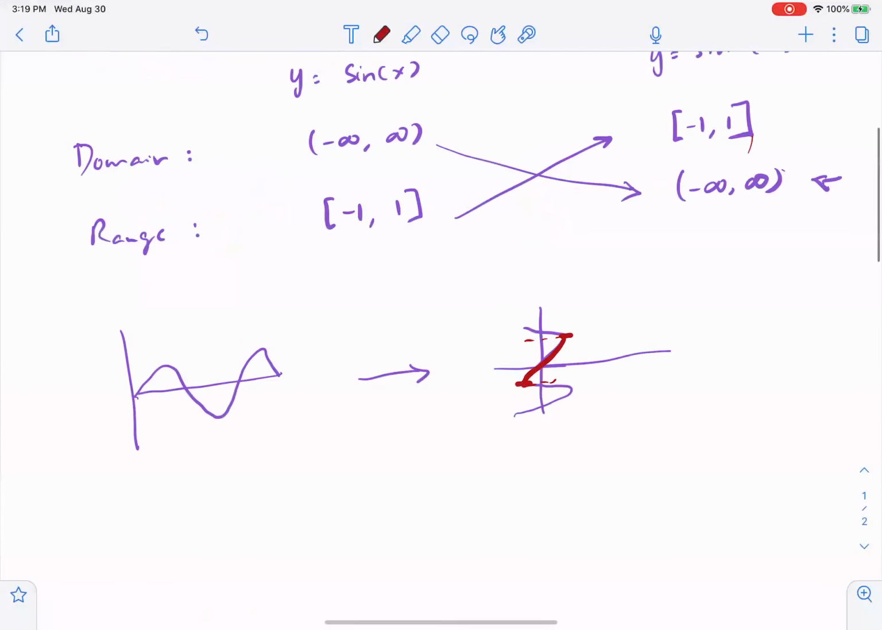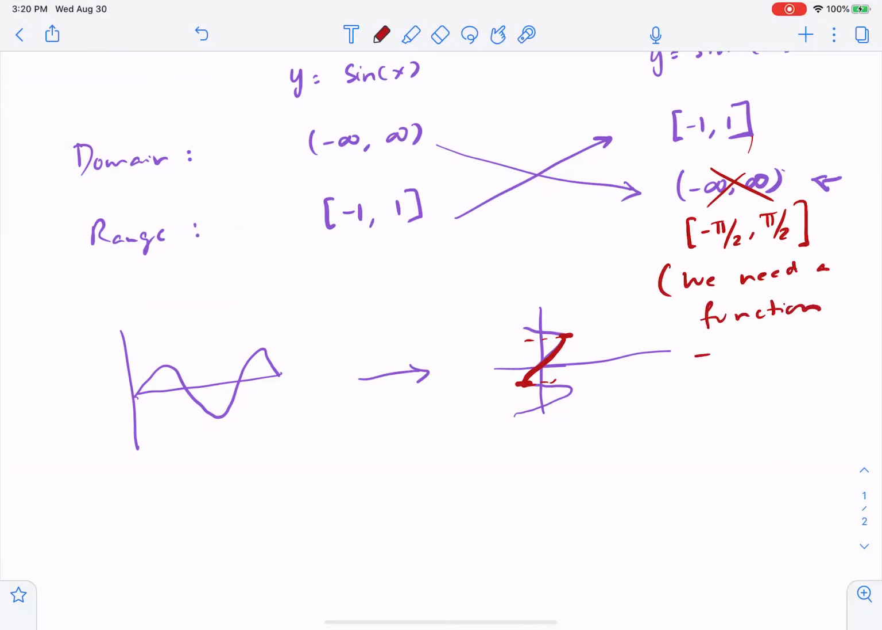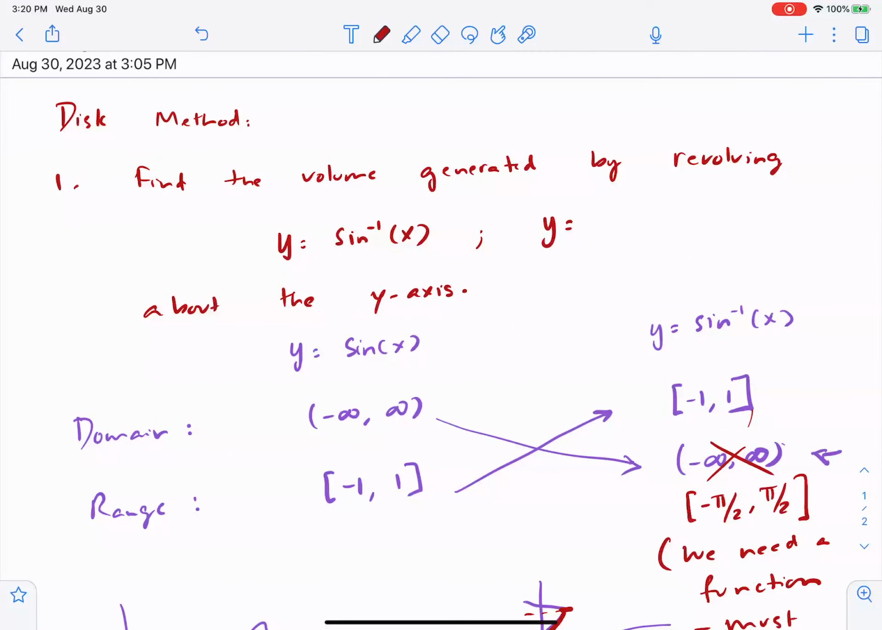So by all means, this is incorrect. Negative pi over 2 to pi over 2. Reason being, we need a function. In other words, it has to satisfy the vertical line test. That said, I can put a couple of restrictions in this, but where should a reasonable point be for us to stop the disk? If you have to take a guess, I'll give you this. y has to be greater than or equal to 0. My question to you is, what should go here based on the picture that we have?